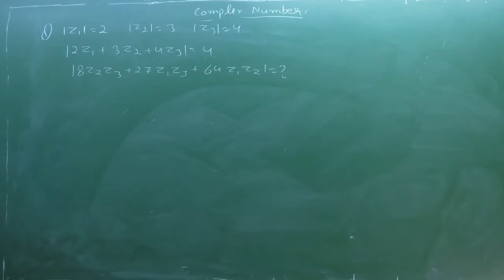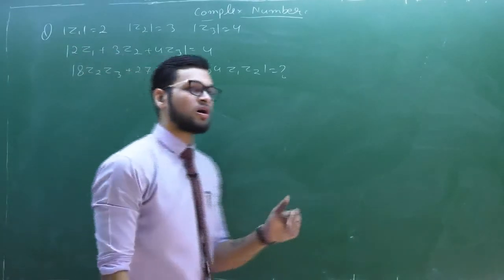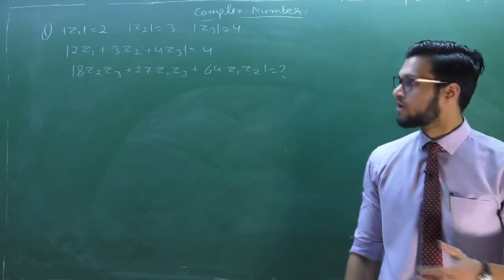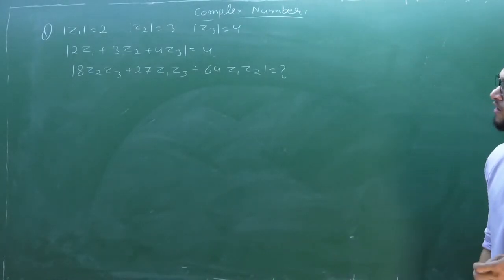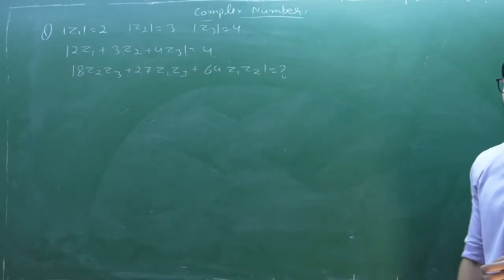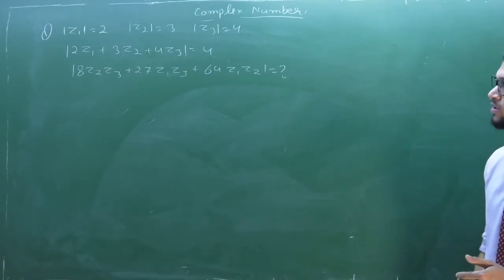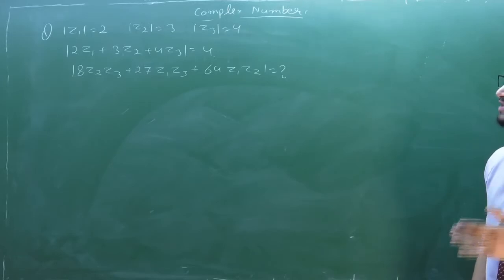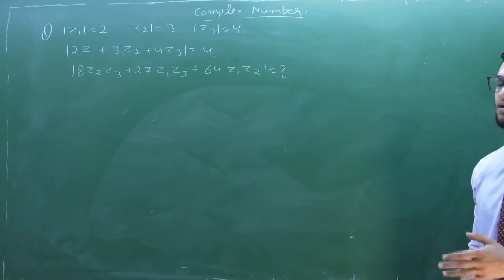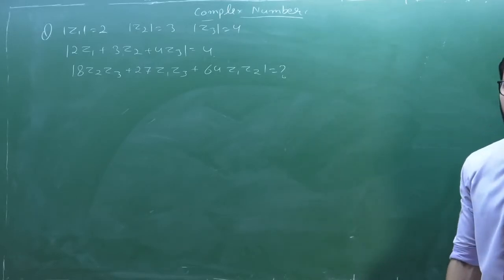In this question we have mod of z1 equal to 2, mod of z2 equal to 3, and mod of z3 equal to 4, and mod of 2 times z1 plus 3 times z2 plus 4 times z3 is equal to 4. Then we just need to calculate the value of mod of 8 times z2 z3 plus 27 times z1 z3 plus 64 times z1 z2.